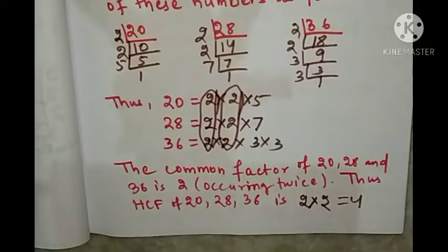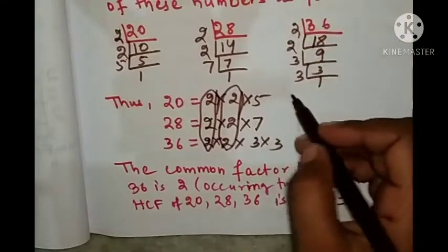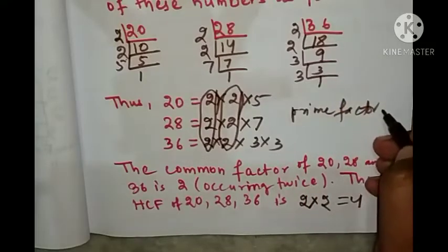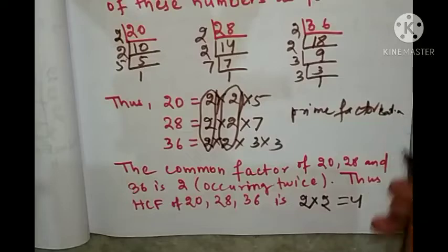So this is about highest common factor, which you can find by prime factorization. This is the method. Like that, you can find the HCF of any numbers.